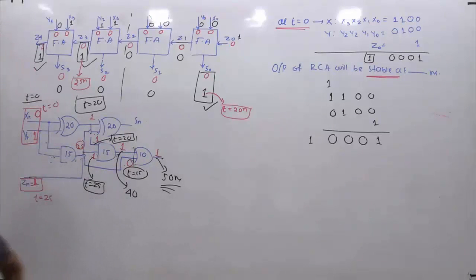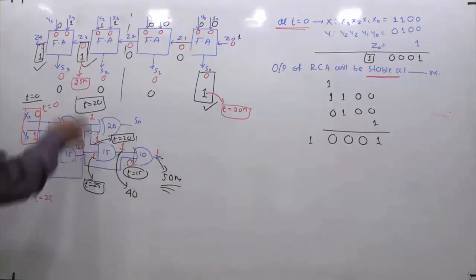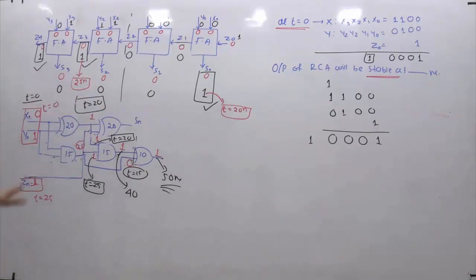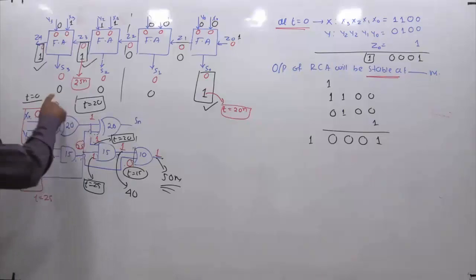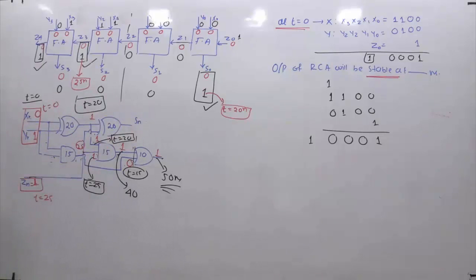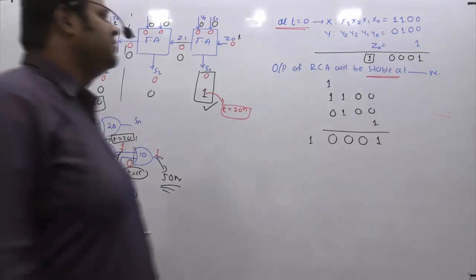you are going to get this at 50 nanoseconds. My concentration is not at all going to divert towards this S3, S2, S1, S0. If you are interested, you can find it out, no issues. Because they are already in stable state, we don't have to worry. In case I ask you what's going to happen in this case, even for this sum bit also if you check, no problem, because it's already 0, no point to think about it.